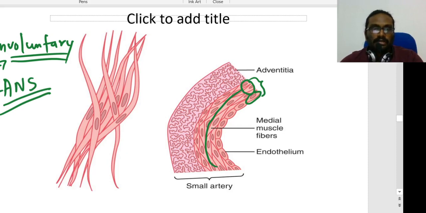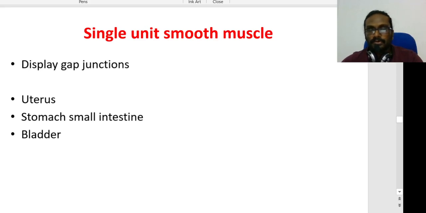Now we'll learn about single unit smooth muscle and multi-unit smooth muscles. How are they organized? What is the difference between single unit smooth muscle and multi-unit smooth muscle?